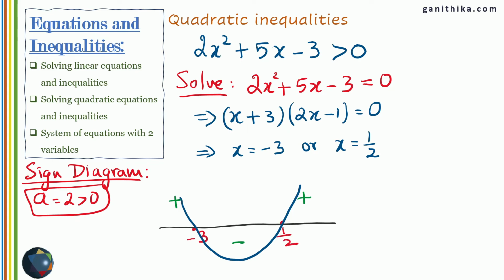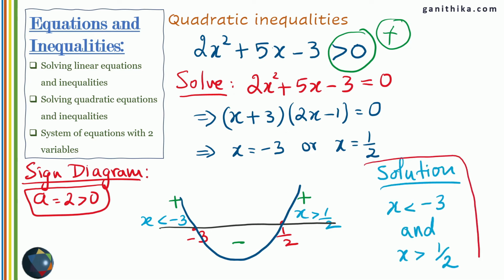And these are the 2 solutions that we have to represent on the diagram. And we want positive y value, right? Therefore it should be on this side and on this side. So these are the 2 sets of solutions for this inequality.